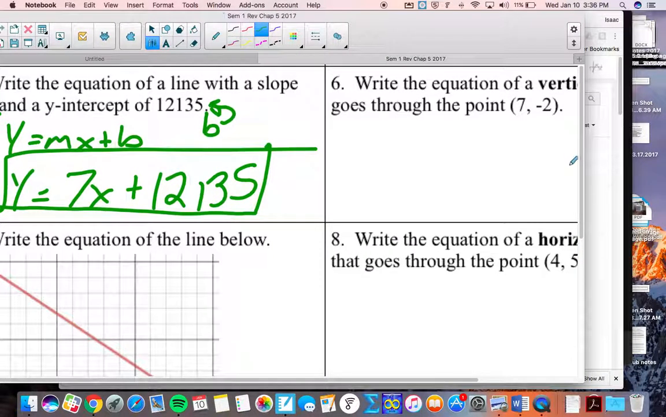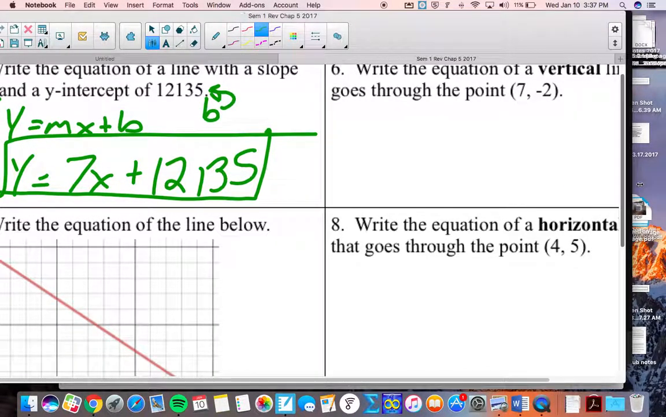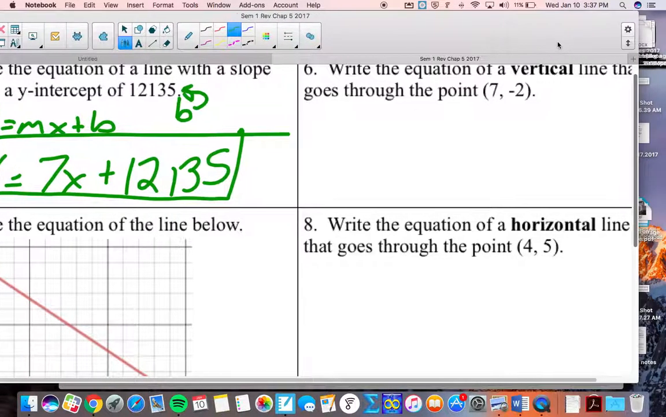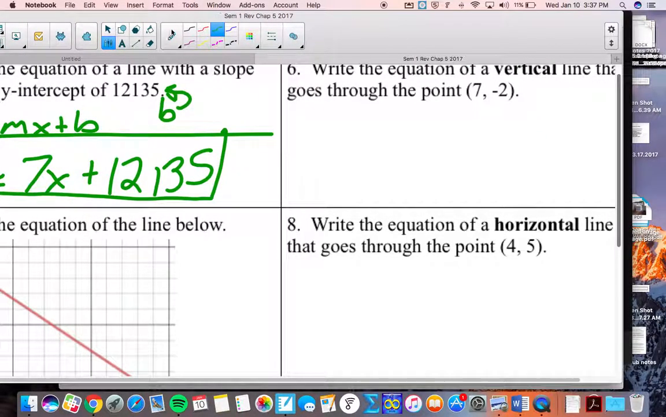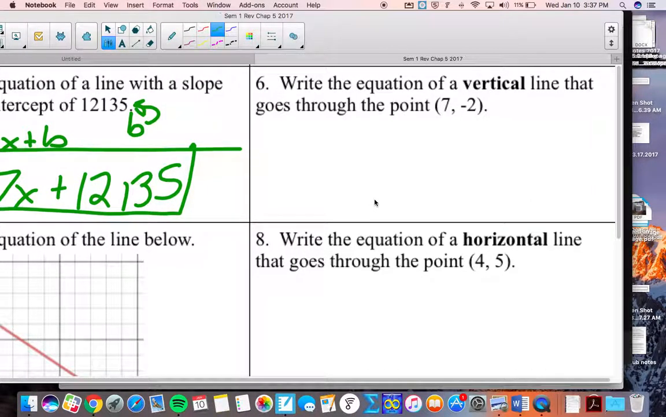Number 6, write the equation of a vertical line that goes through the point 7, negative 2. So there we go. What is that going to look like? Make a little sketch, folks. 7, negative 2 is right 7, down 2.